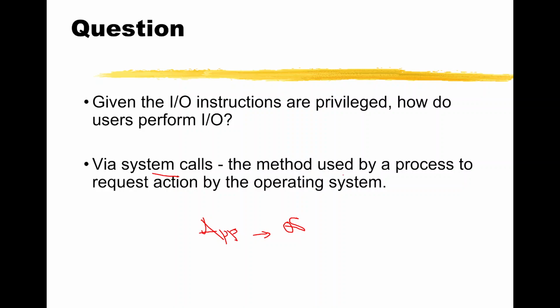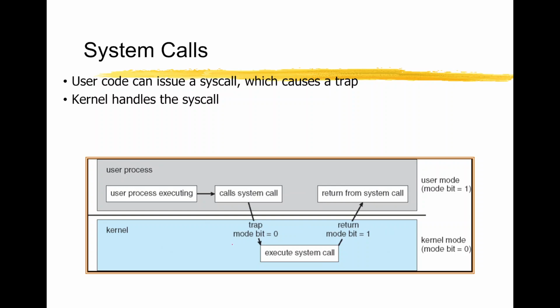So a system call is the method used by a process to request action by the operating system. It places a request for an IO device, and then the operating system goes and gets it. The user code can issue a system call, which causes a trap. A system call is a keyword that automatically tells the operating system to stop whatever it is doing and help bring the code. So a system call definitely can pause a process, because the process needs something.